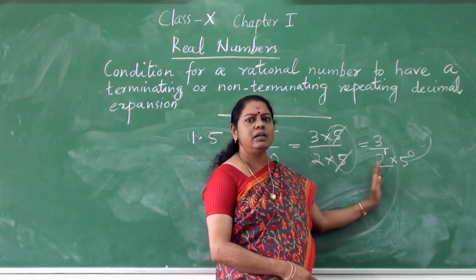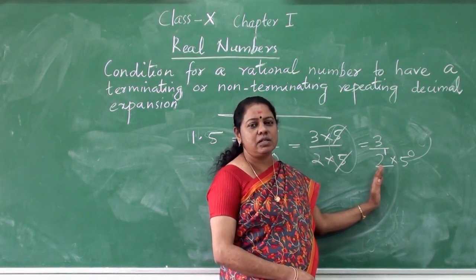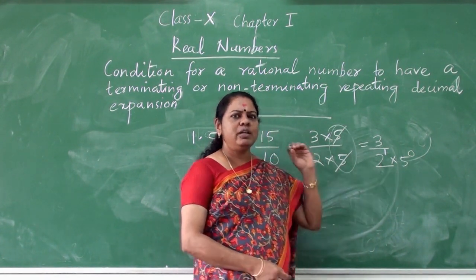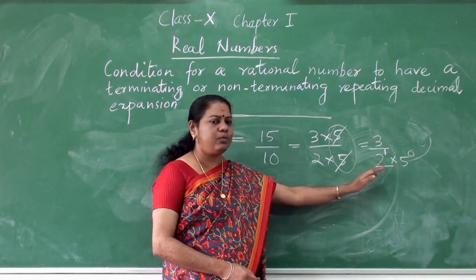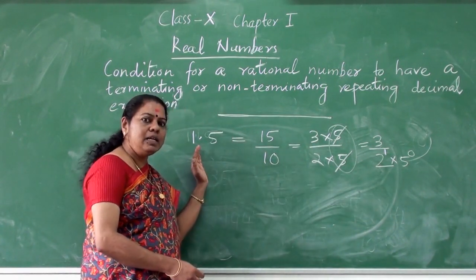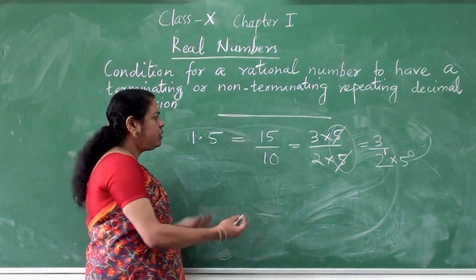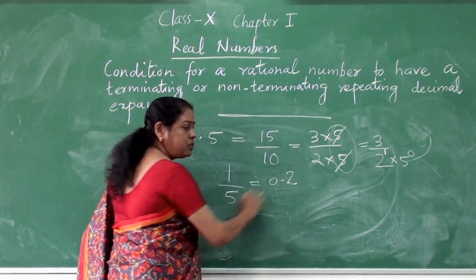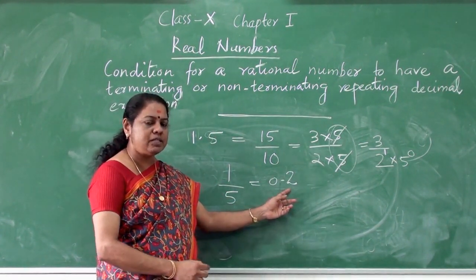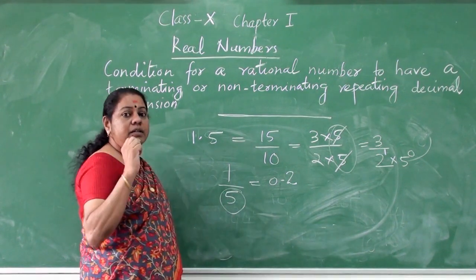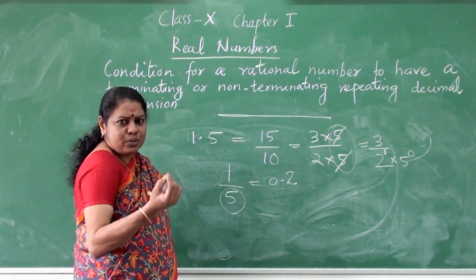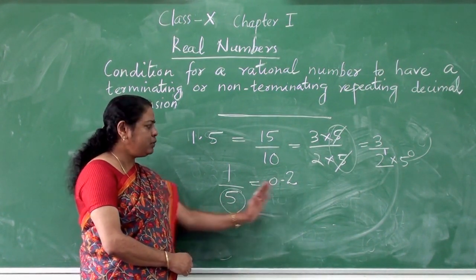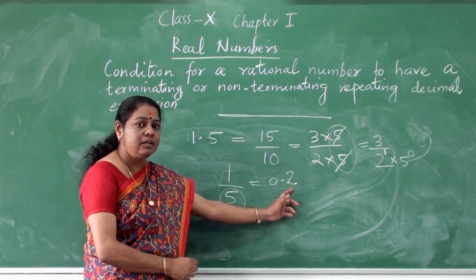When we check the factors of the denominator of 3 by 2, 2 is the only prime factor of the denominator. So, if 2 is the only prime factor of the denominator, then the decimal expansion terminates. Now, again, what is 1 by 5? It is 0.2, the decimal expansion terminates. Here also the denominator has only prime factor 5, no 2's are there. So even if the denominator has only prime factor 5, the decimal expansion terminates, ends here, 0.2.